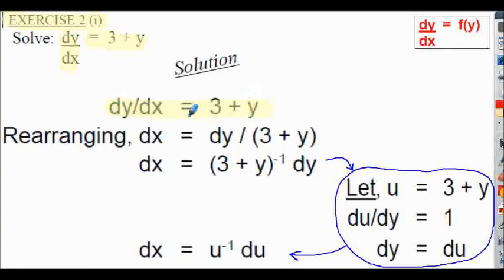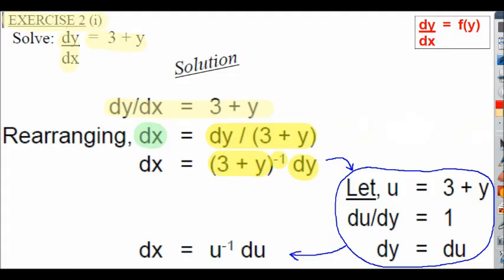So again, rearranging the equation, multiply both sides by dx, divide both sides by 3 plus y. Just turn the equation around here, so I have dx on the left-hand side. So dx is equal to dy divided by 3 plus y. What I've done on the next line is simply bring the bracket to the top line. We're dividing by 3 plus y here, so I can write that as 3 plus y to the power of negative 1.